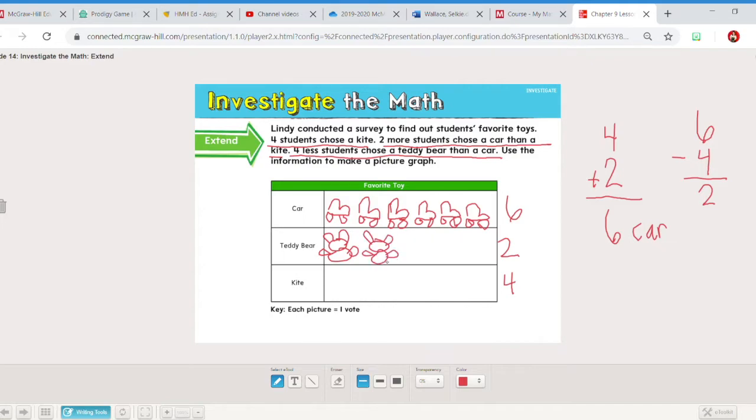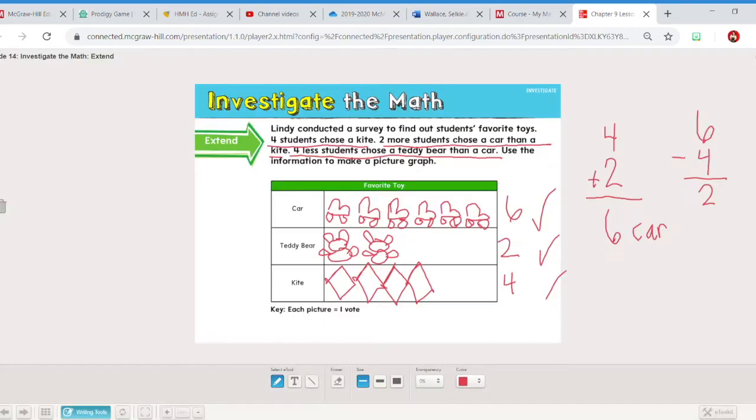My teddy bears don't look too fun. And then kites. Let's do 1, 2, 3, 4. They're like diamonds. But see, it doesn't have to be perfect art as long as you represent the data and have the correct numbers.